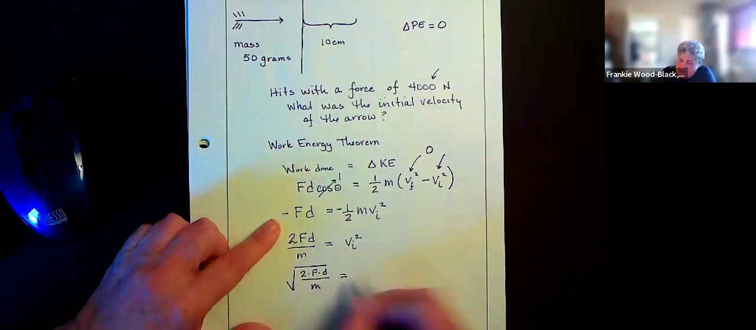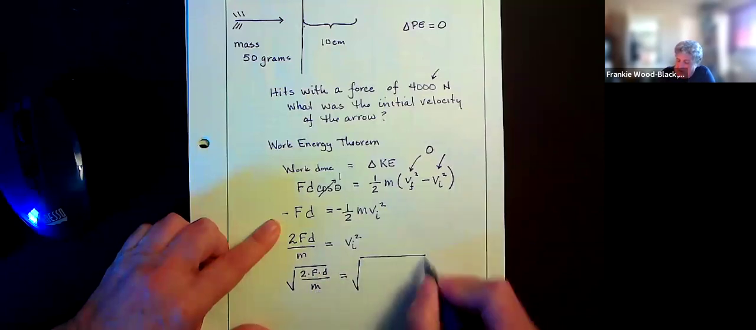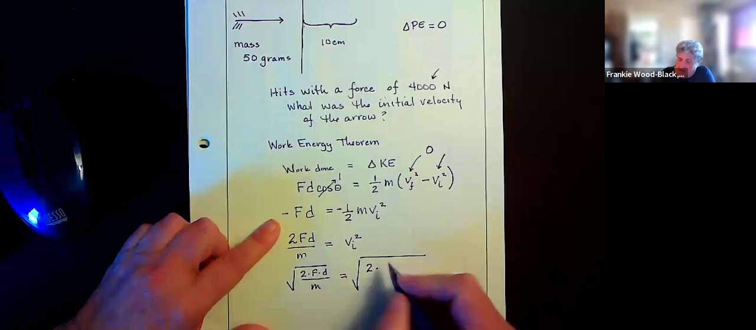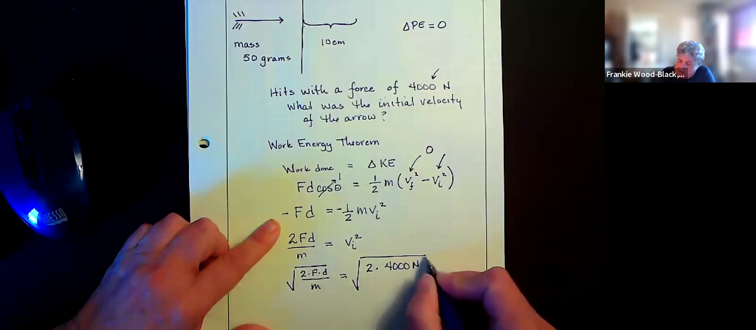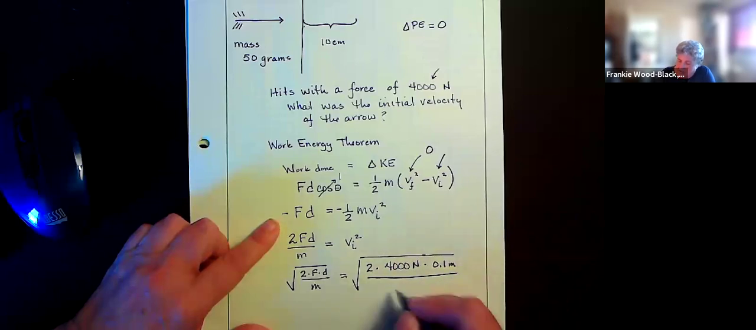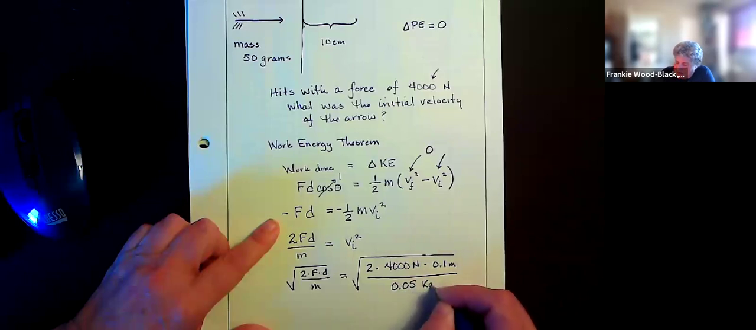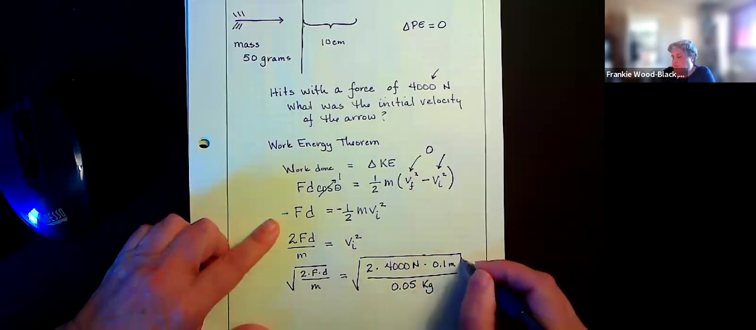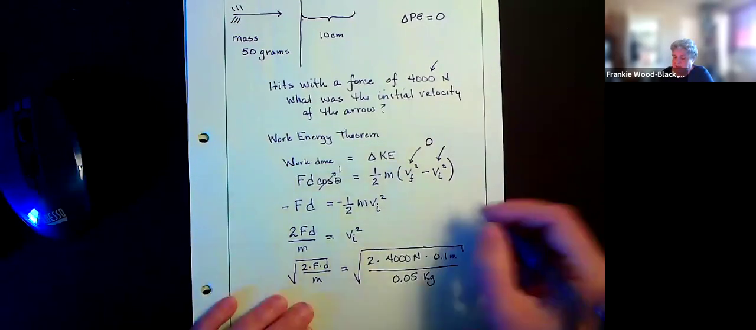So now I'm going to have 2 times my force times my distance divided by the mass is going to equal the square root of 2 times, we said 4,000 newtons, times the distance that we're dealing with, 0.1 meters, and we're dividing it by the mass of 0.05 kilograms. Because I have to make sure all my units pan out.